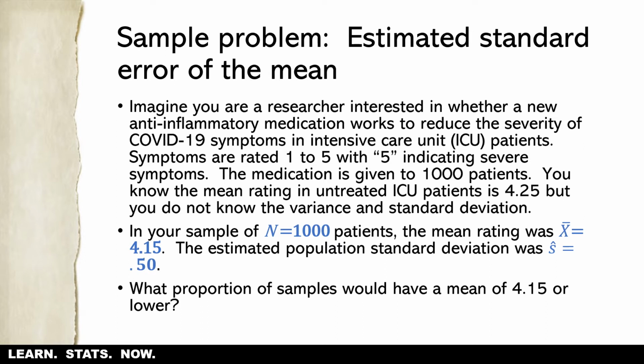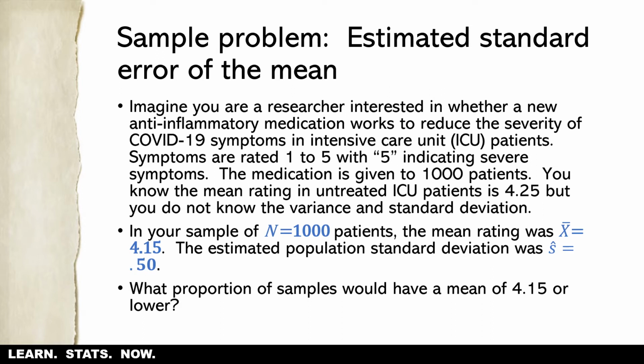Now, in your sample of patients who received the medication, and that's a pretty big N of 1,000, the mean rating was 4.15, and the estimated population standard deviation, which I won't calculate here, I'll just give it to you, was 0.50. Okay, so we know from the problem that the patients who received the medication had lower severity of inflammatory symptoms. Their mean was 4.15. In the untreated population, it was 4.25. So we know that they have a little bit less.